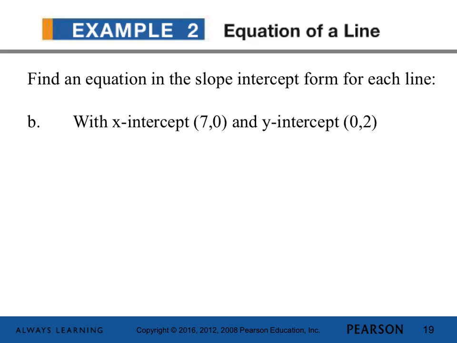Now in this case, we're also going to be using y equals mx plus b. But we have an x and a y intercept. That means we'll know right off the bat the value of b because we do have the y-intercept, but we don't have the slope.